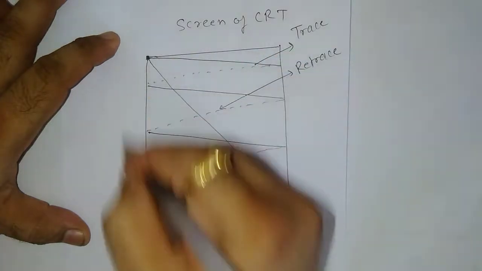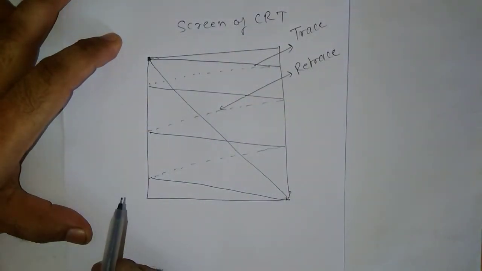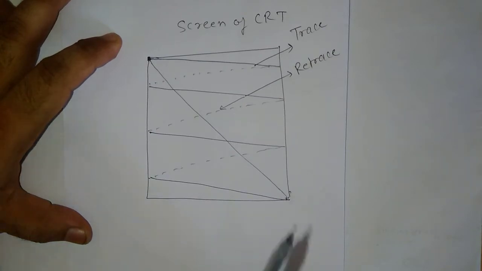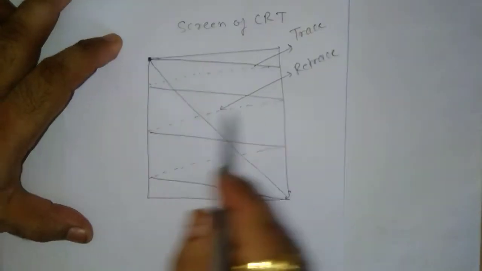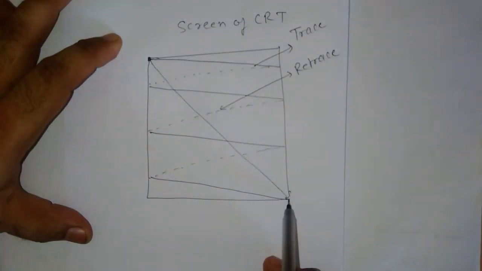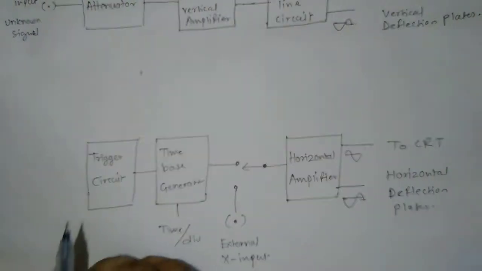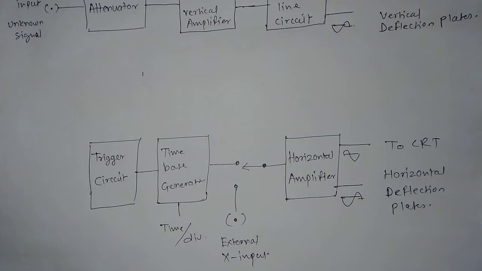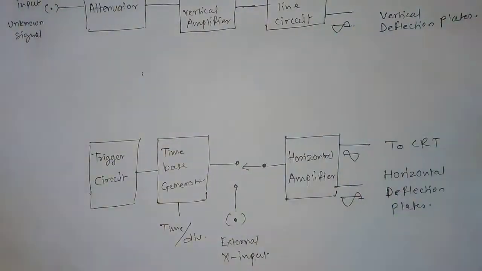After completion of horizontal sweeping, the electron beam has to move vertically. So what is the function of the delay line circuit? It will hold the vertical signal until the horizontal sweeping or scanning is completed. This is the function of the delay line circuit. Thus we have completed explaining the vertical deflection system, the vertical section.